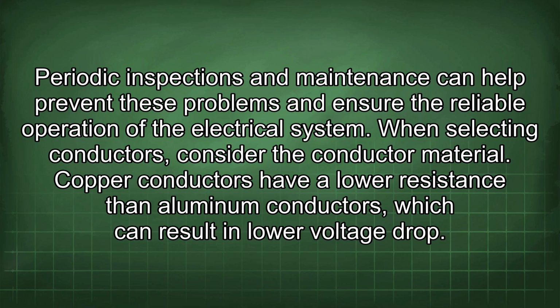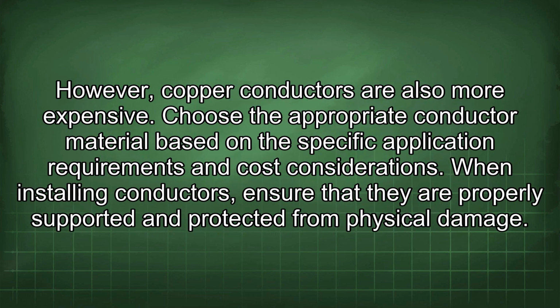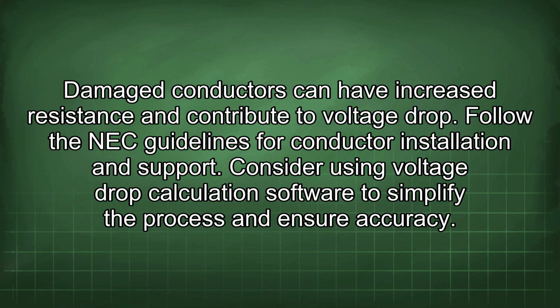When selecting conductors, consider the conductor material. Copper conductors have a lower resistance than aluminum conductors, which can result in lower voltage drop. However, copper conductors are also more expensive. Choose the appropriate conductor material based on the specific application requirements and cost considerations. When installing conductors, ensure that they are properly supported and protected from physical damage. Damaged conductors can have increased resistance and contribute to voltage drop. Follow the NEC guidelines for conductor installation and support.